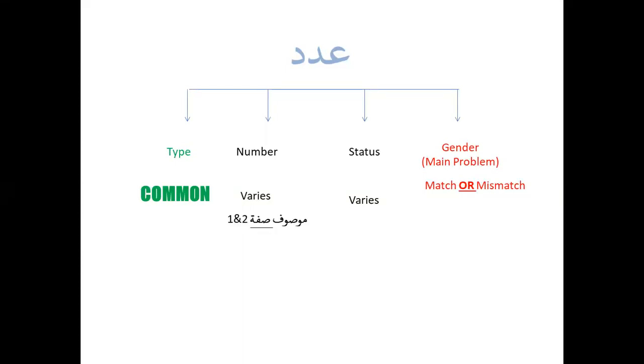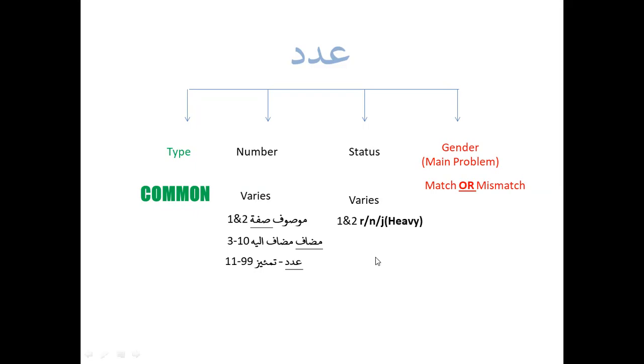Now, in 1 and 2, it's a mawsuf sifa construction. So your number will be matching with the mawsuf, and it will be a sifa. Your adad will be a sifa. Then from 3 to 10, it will be mudaf. Yes, that's right. Then 11 till 99, it will be other, it's just the way it is.